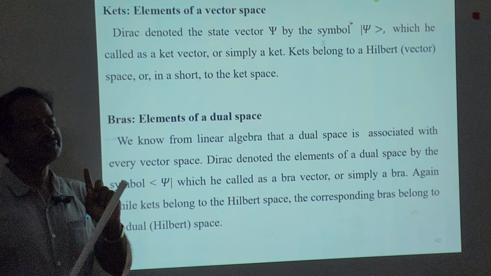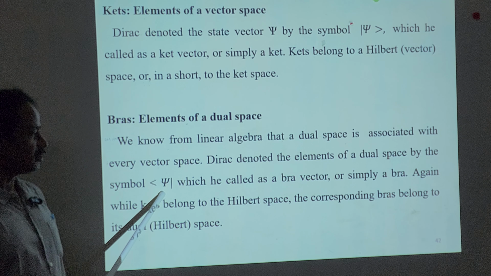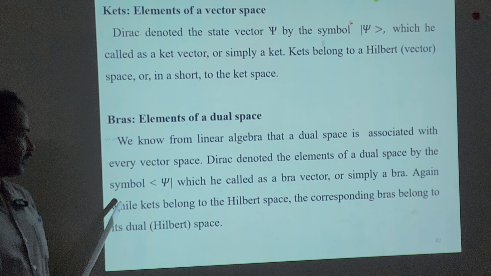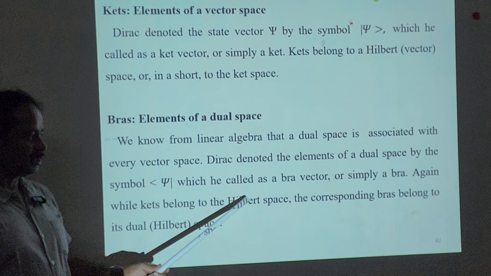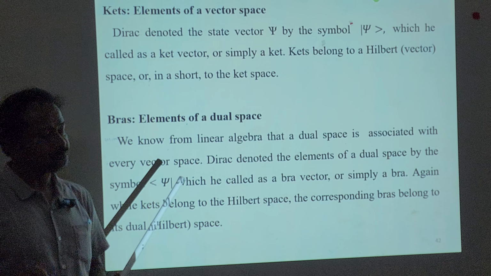So Dirac denoted the elements of a dual space by the symbol bra. This is your bra, which he called a bra vector, or simply a bra. Again, while kets belong to the Hilbert space, the corresponding bras belong to the dual space. Ket and bra live in Hilbert space, what we call the vector space. Quantum mechanics lives in vector space. That's all.